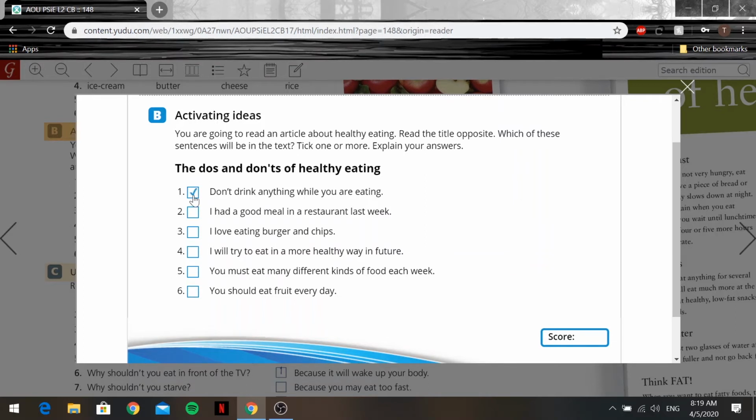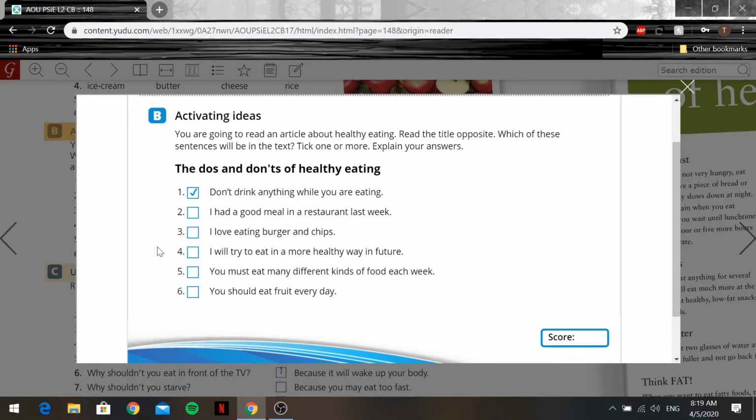Two, I had a good meal in a restaurant last week. That was not mentioned, so I'm not going to tick it. Three, I love eating burger and chips. Nope. Again, didn't see that at all. Four, I will try to eat in a more healthy way in the future. Again, I didn't see it at all.